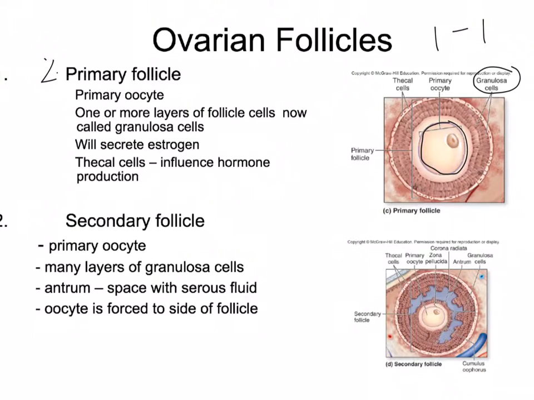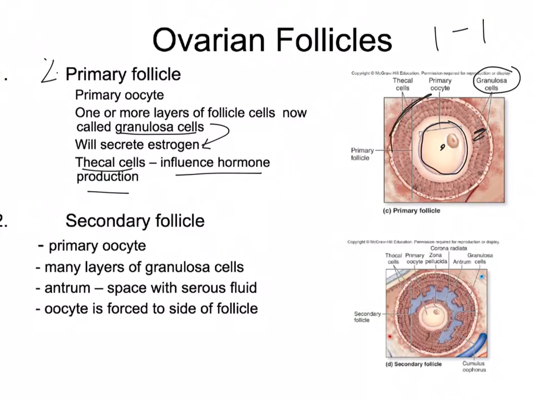These granulosa cells are going to secrete estrogen, and these thecal cells, which are outside of there, are going to influence the production of the estrogen. So there's the oocyte, there's the granulosa cells, and then here's the thecal cells outside of it.